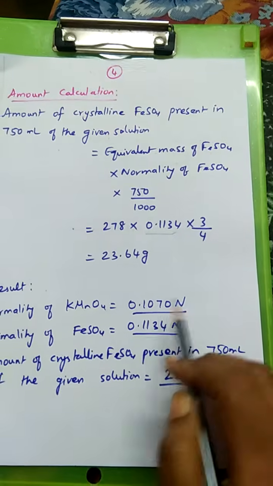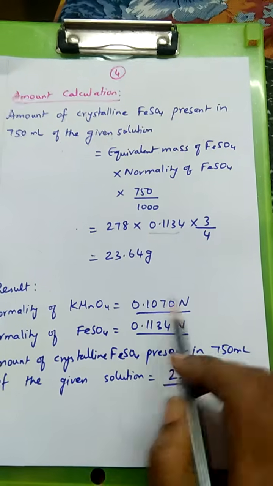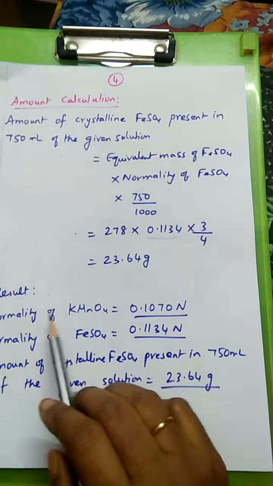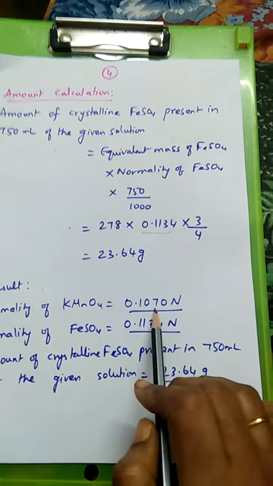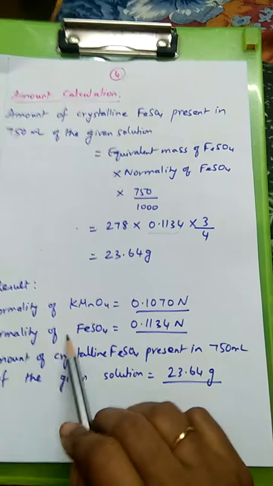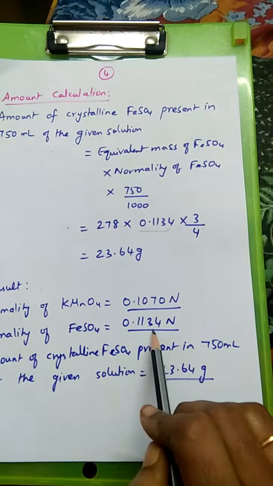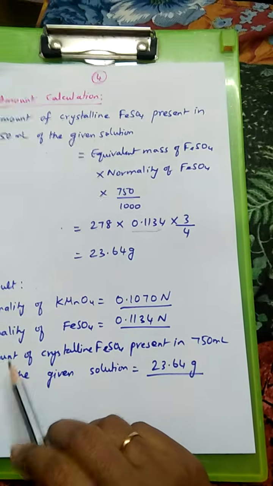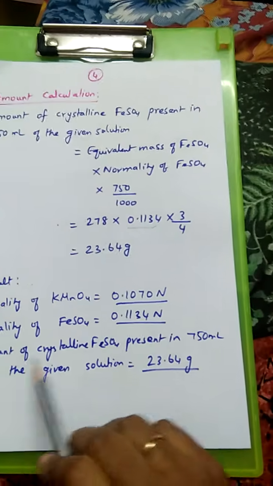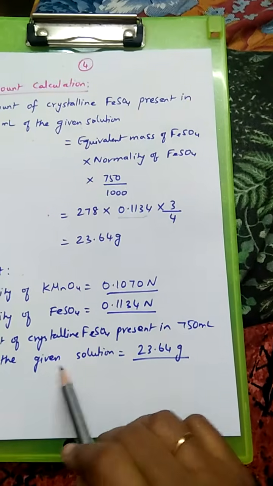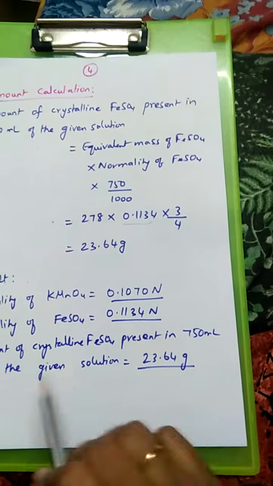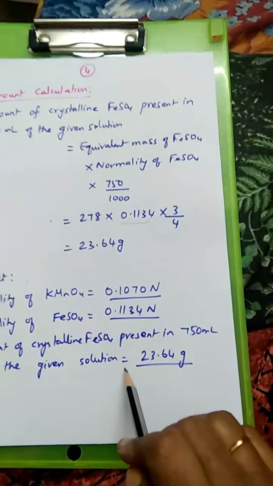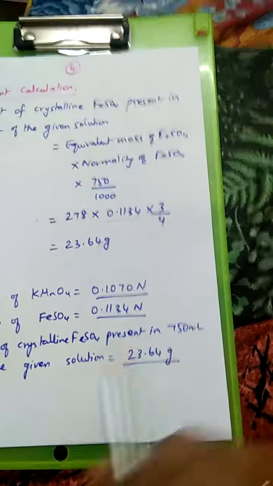Whatever you have calculated and determined, you will write in the result. In the first iteration you determined the normality of KMnO4, this value. In the second iteration you found the normality of ferrous sulfate, 0.1134. Then after that you calculated the amount of crystalline ferrous sulfate present in 750 ml of the given solution. This sentence will be given in the question itself, which is equal to 23.64 grams.